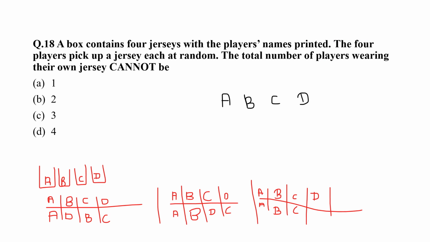Question number 18. A box contains 4 jerseys with the players' names printed. The 4 players pick up a jersey each at random. The total number of players wearing their own jersey cannot be... So suppose these are players A, B, C, D. These are 4 players.